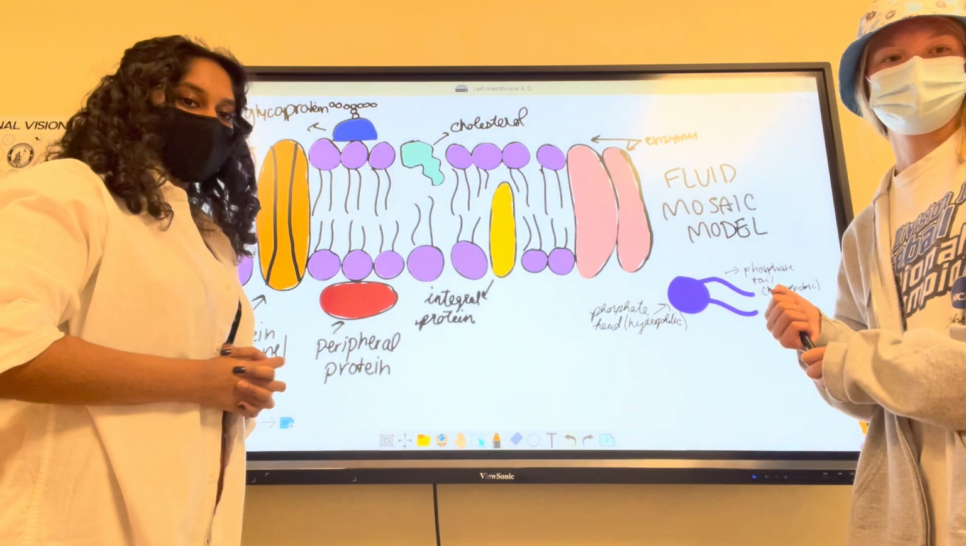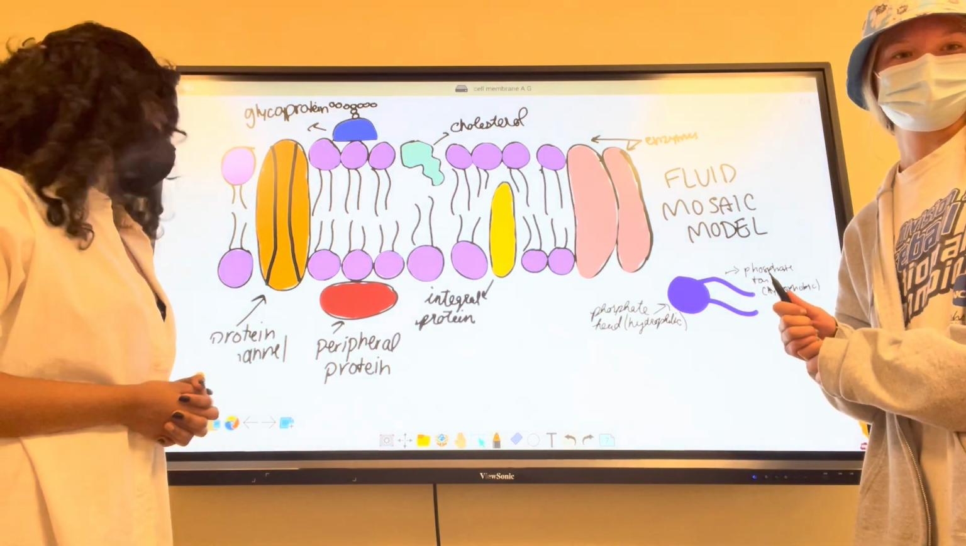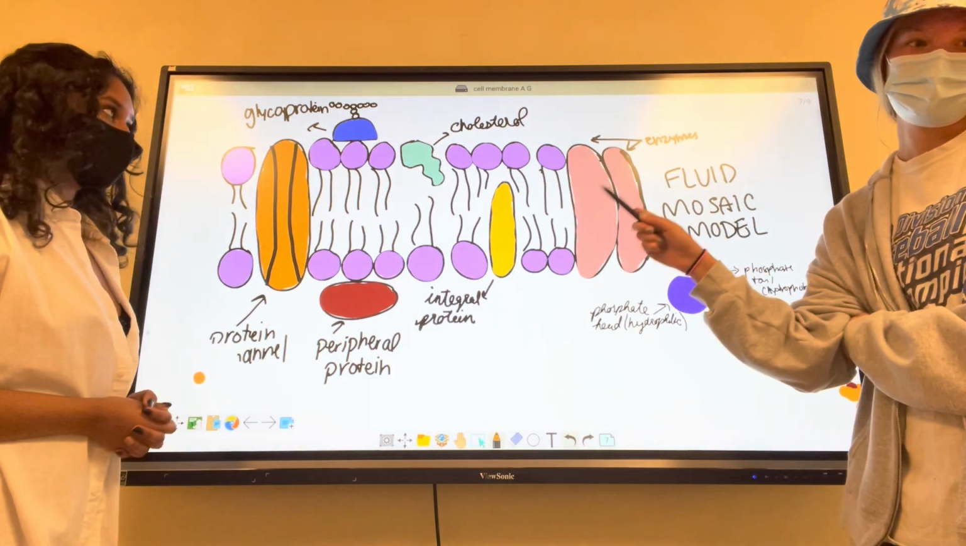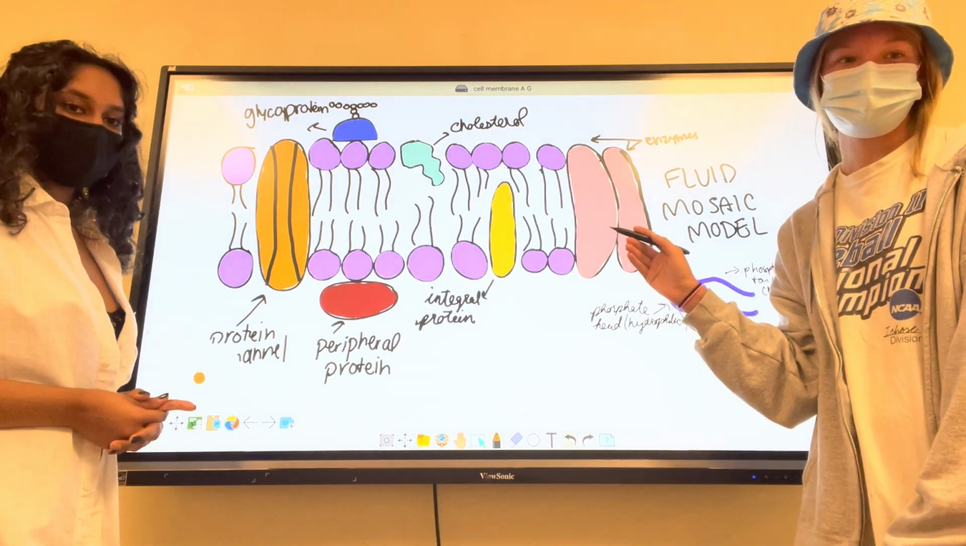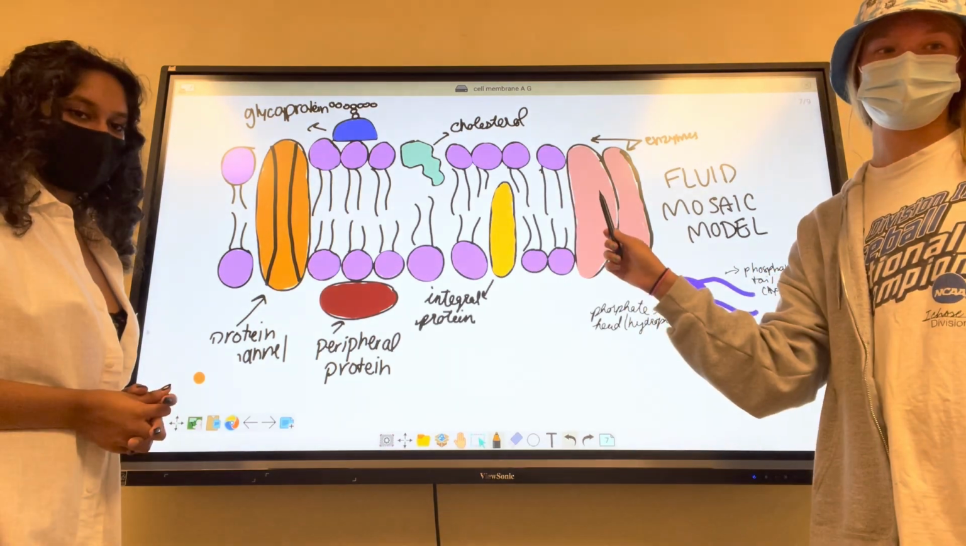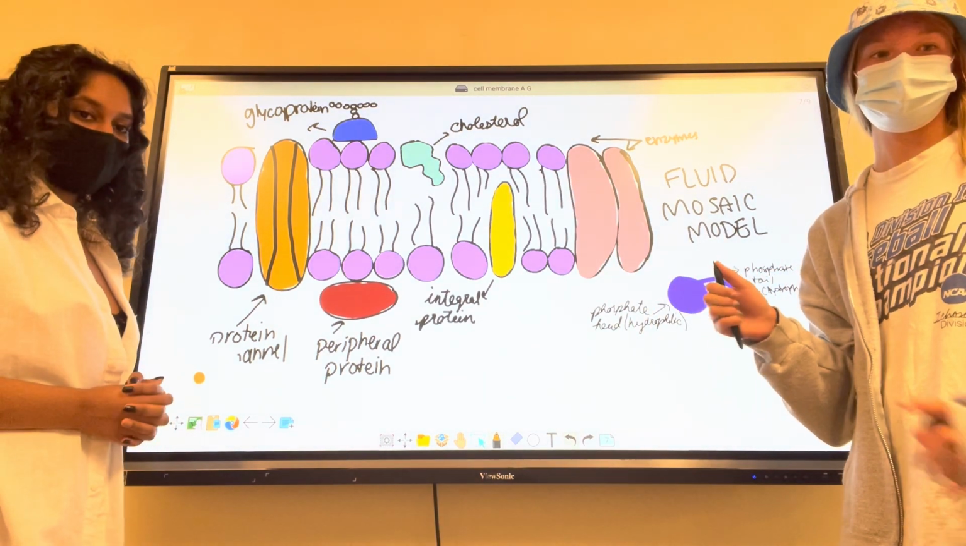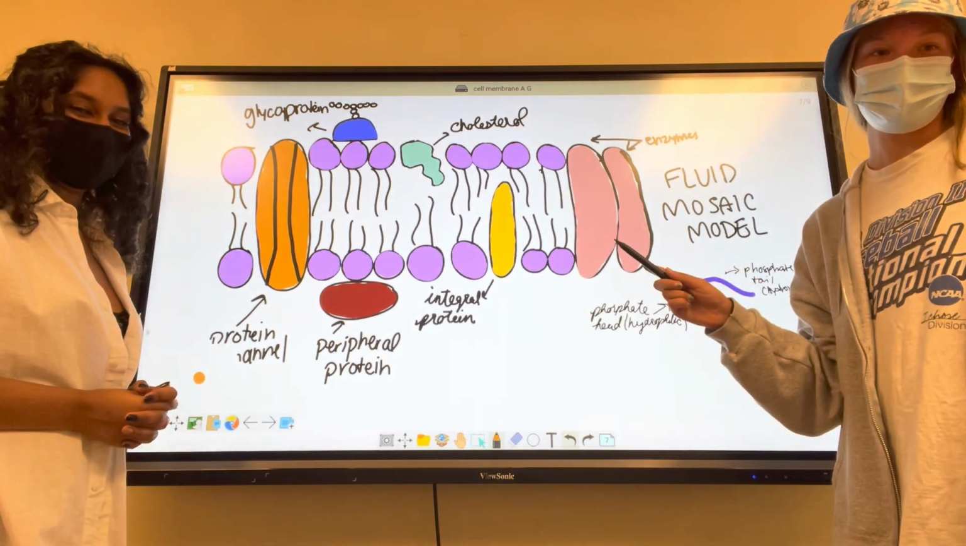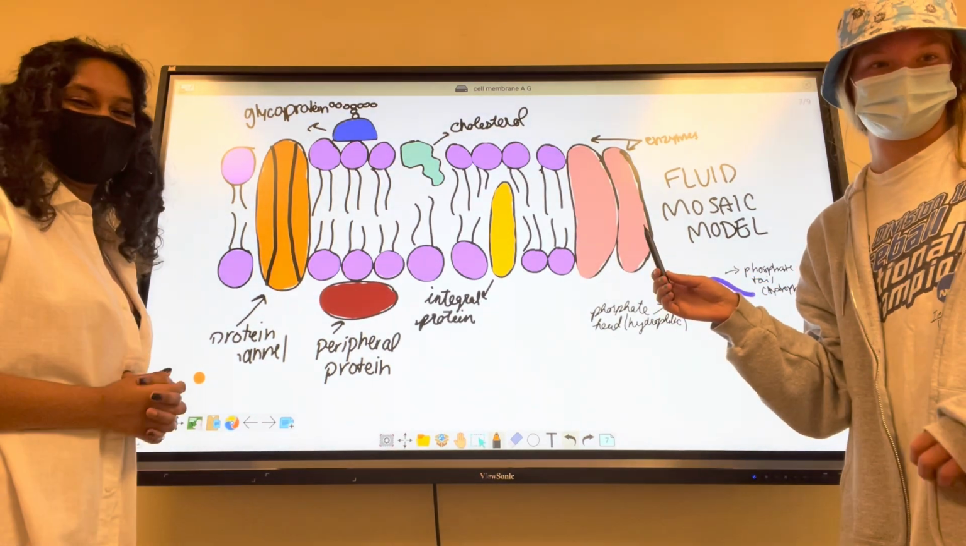Start off with explaining the fluid mosaic model. This is the phospholipid bilayer. This bilayer has two layers of phospholipids that are arranged according to their properties. Phospholipids are lipids where one of the fatty acids has been replaced by a phosphate group.